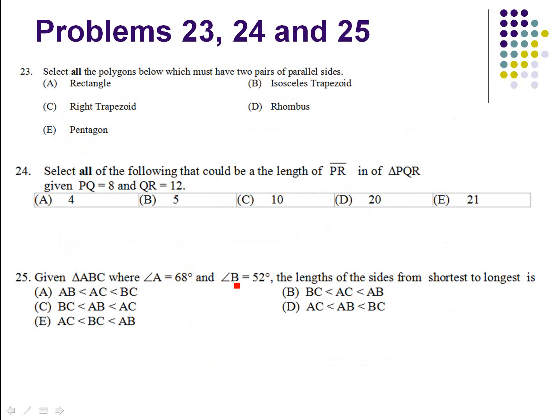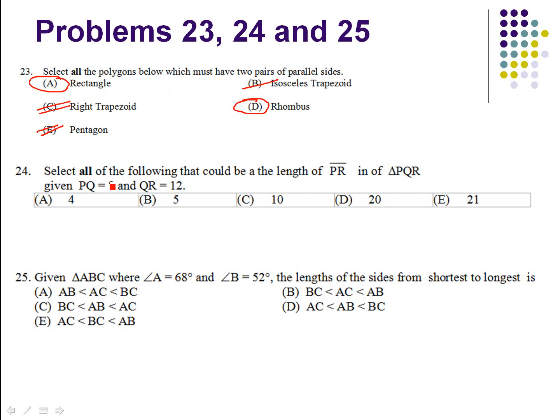Okay, problem number 23, 24, and 25. We're going to look at all the polygons that have at least 2 pairs of parallel sides. Well, a trapezoid only has 1 pair of parallel sides. Does not have 2. So that one's gone. That one's gone. Pentagon has 5 sides. Nothing's parallel. So therefore, it leaves us just with A and D. Anything that's a parallelogram will work. So rhombus and rectangle both work.